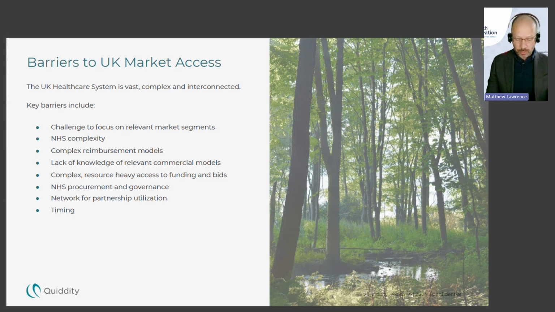We then had a talk from Quiddity with Tom Cook talking about market access in the NHS. I took one slide from his talk, saying the NHS is vast, complex, and interconnected. I think that's a nice way of explaining the NHS and the system here, with lots of barriers, but not barriers that are insurmountable. I think that was the takeaway from that one.